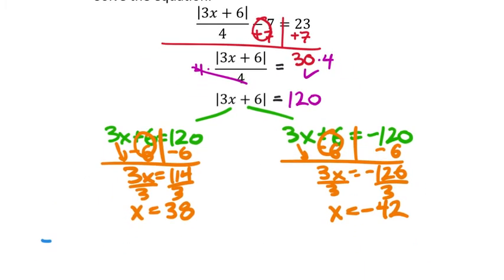Okay, so again, the last thing we'd want to do on this, you should check with your calculator, but just to save us a little time today, x would equal first negative 42 and then 38. You'd have to put it in this order on the assignment.